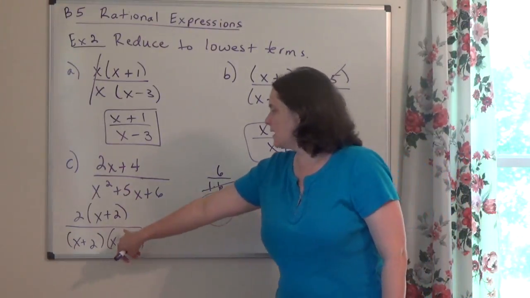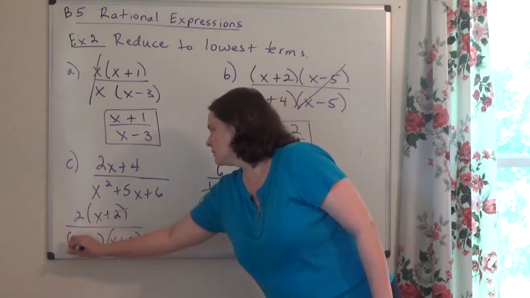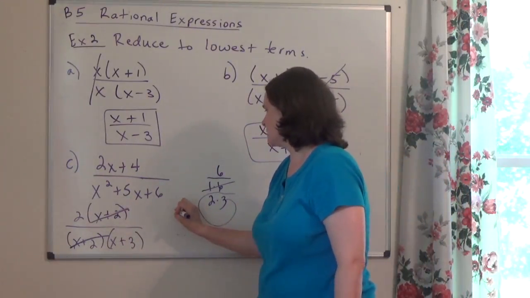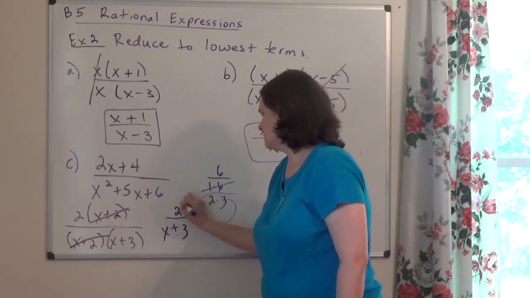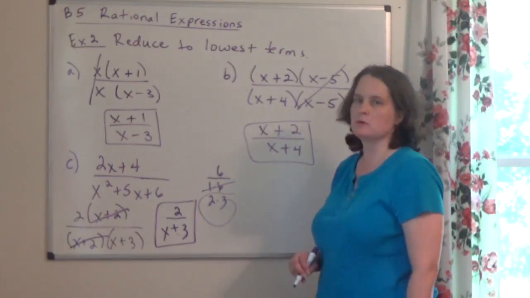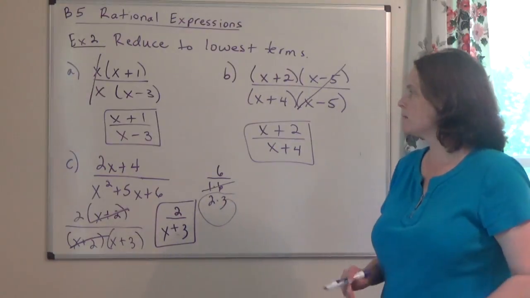So we see now we've got a common factor of x plus 2 over x plus 2. So these can be reduced, and we are left with 2 over x plus 3. You probably noticed that I'm at home in this video, so I'm going to have to erase the board before I can finish this problem because I've got a smaller whiteboard here.